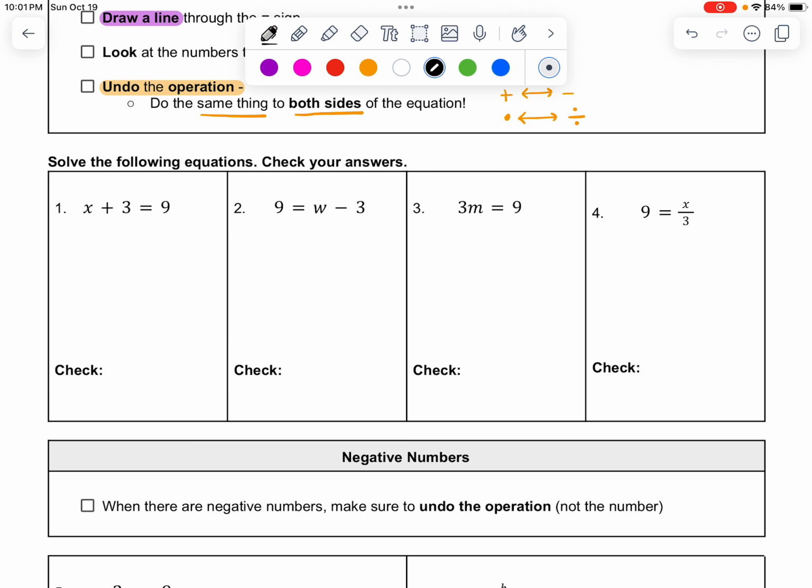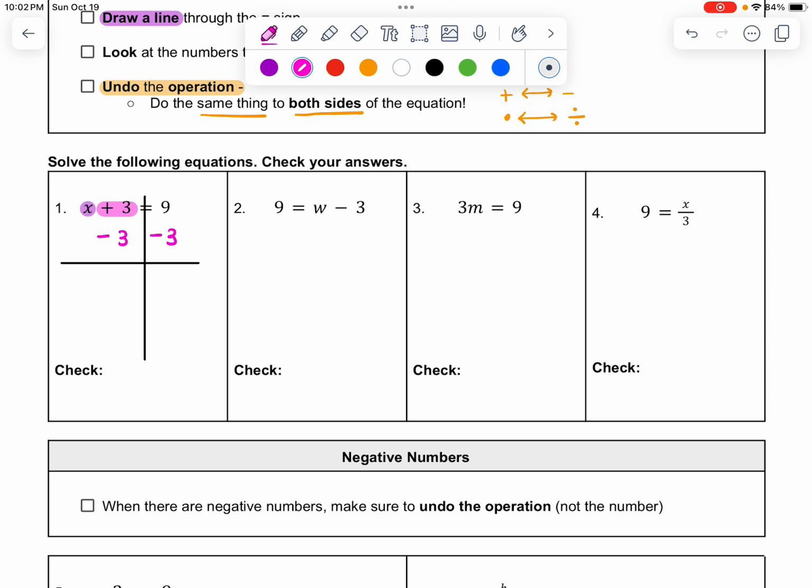For problem number 1, step number 1 is to draw a vertical line through the equal sign. Then I'm going to locate my x. In this case, my x is right over here on the left side. Next to the x, I see a plus 3. So in my brain, I'm going to think, what's the opposite of a plus 3? The opposite would be minus 3. So I'm going to subtract 3 on both sides of the equation. Then I'm going to draw a line to separate my steps.